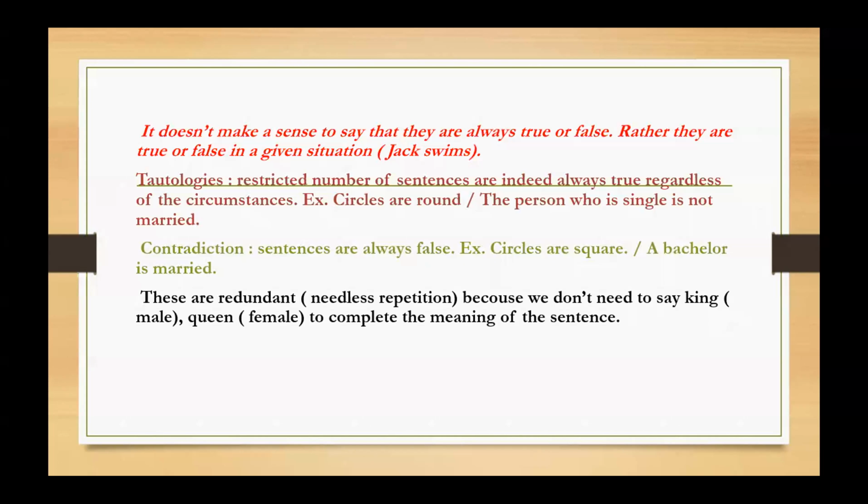Yes. So these are redundant, or needless repetition, because we don't need to say something like king is a male or queen is a female to complete the meaning of the sentence. Right. Okay.